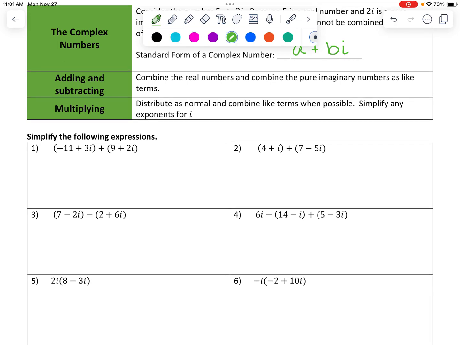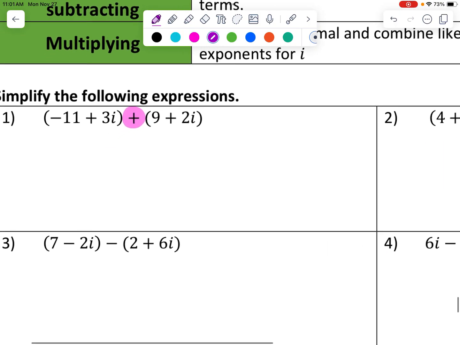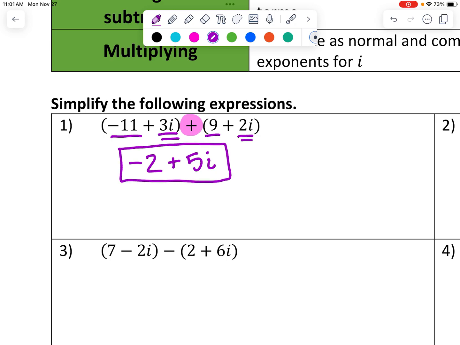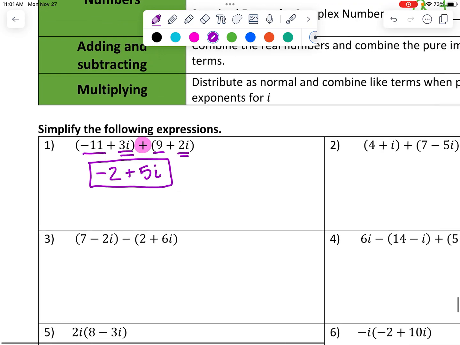Okay, so let's jump in here on our first one. I see a plus sign, so I'm just going to ignore my parentheses, and I'm going to combine like terms. We want the real number first, so negative 11 plus 9, I'm going to get negative 2. And then we're going to combine our imaginary numbers, 3i plus 2i, and I get 5i. Nothing left to combine, just the real number first, imaginary number second, and we are done.